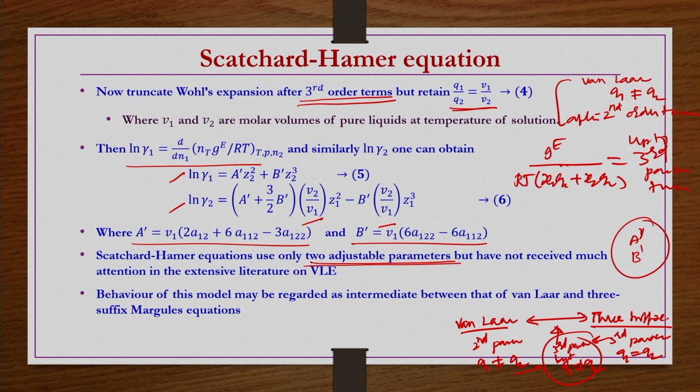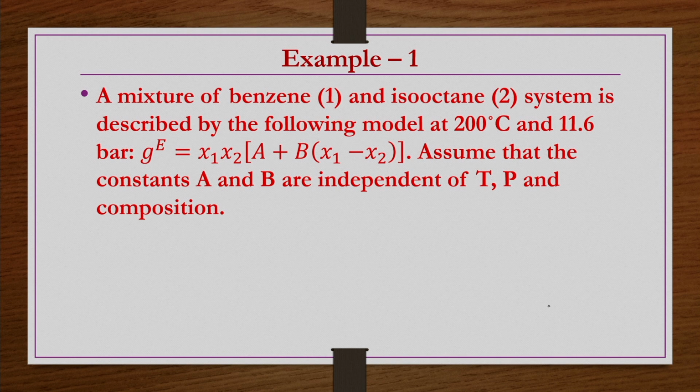Despite that, it does not receive much attention in the literature. So, all these three equations have two adjustable parameters, A prime and B prime. So, that is about this Scatchard-Hammer equation. Now, quickly we see a few example problems.